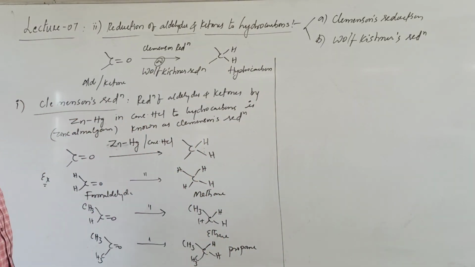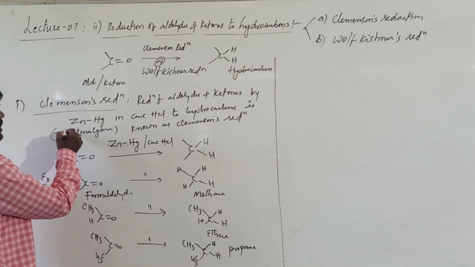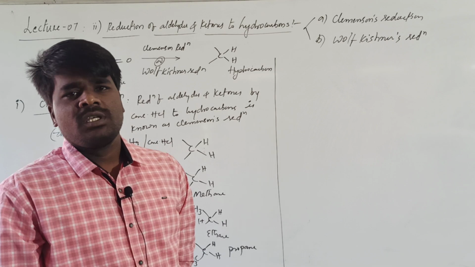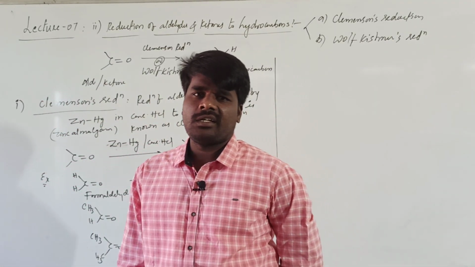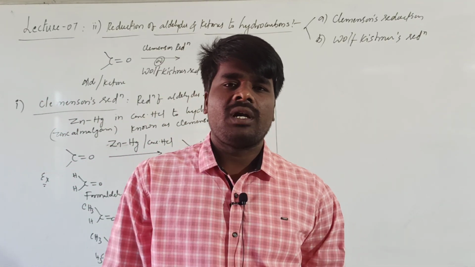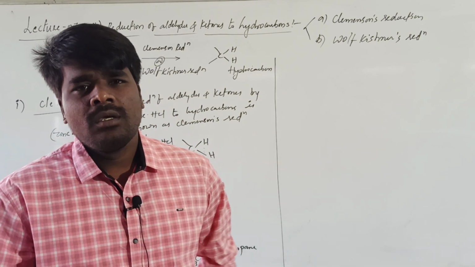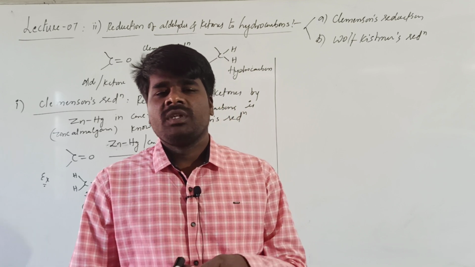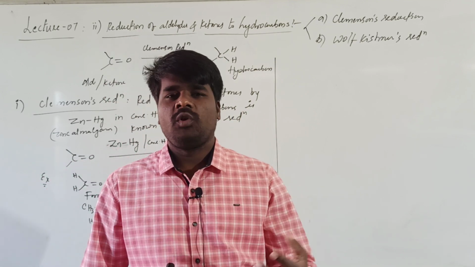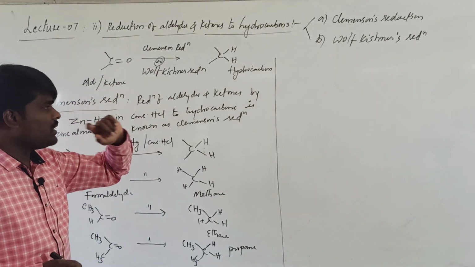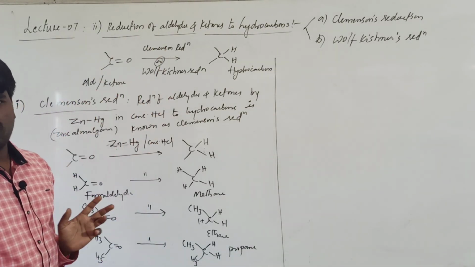This is Clemmensen's reaction. All that you need to remember is this particular reagent. Reduction of aldehydes and ketones by zinc amalgam in concentrated HCl to the hydrocarbons is called Clemmensen reduction. In this reduction, you have to remove the carbonyl oxygen along with the double bond. In place of that, you need to add 2 hydrogens. This change is done in the presence of either Clemmensen or Wolff-Kishner.